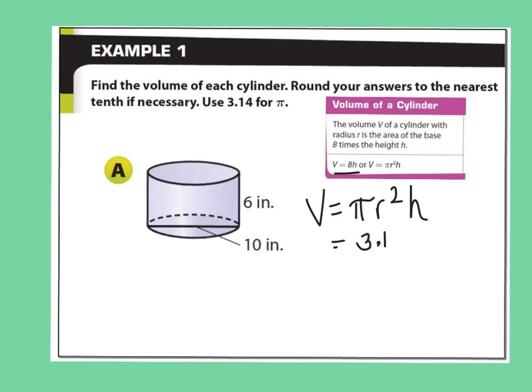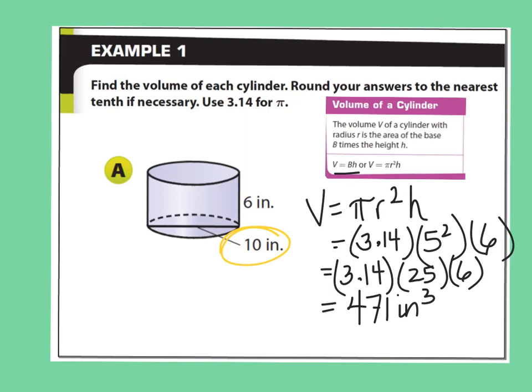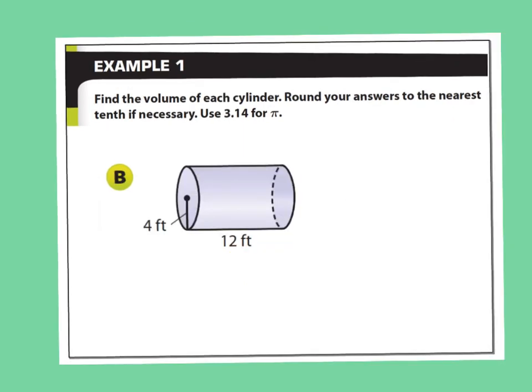So my problem tells me to use 3.14 for pi. I am given the diameter of 10, so I'm going to take half of that for my radius, so I'll be taking 5 squared, and then I'm going to multiply by 6, the height. So my first job, get that 5 squared worked out, 25, and now I have to do all my multiplying. When I multiply this out, I get 471 inches cubed. Remember, volume is in cubic units.